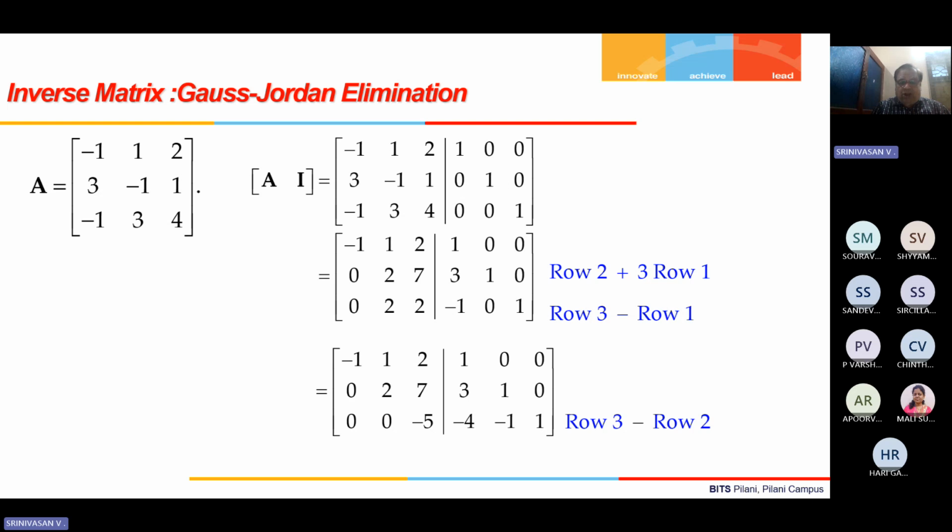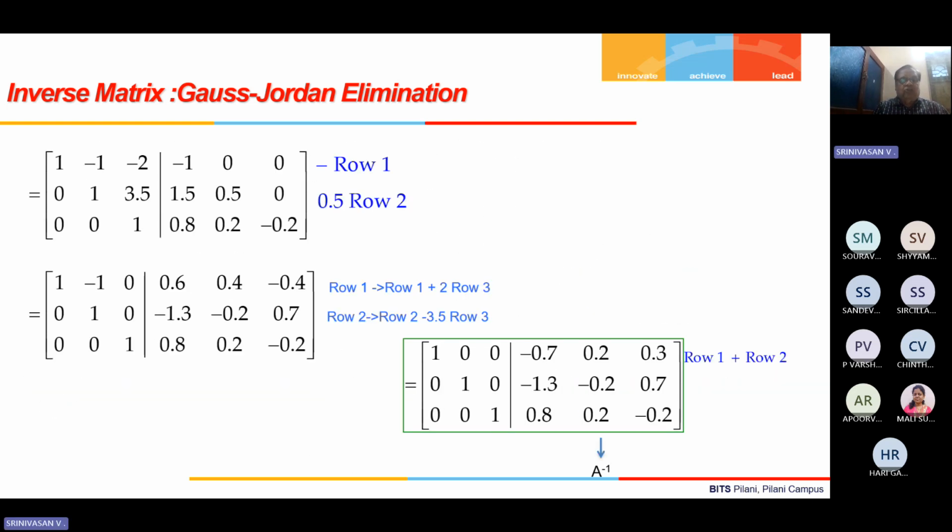So it gives you plus 1, minus 1, minus 2, minus 1, 0, 0. So the existing row multiplied by minus 1 gives you this one, so that the first row, first column element has become now 1. Okay. Now whatever we have done for the first row, first column, second row, third row elements, now we do it in the reverse order. That is what we do next.